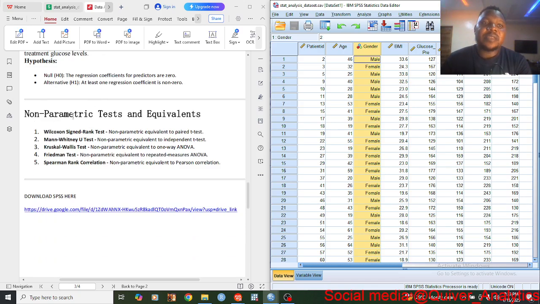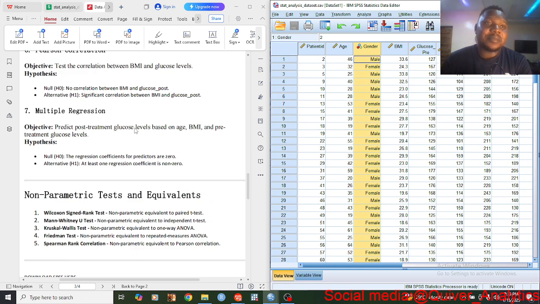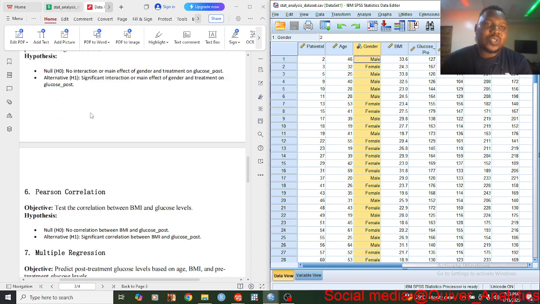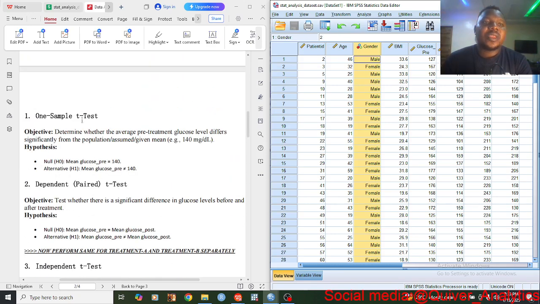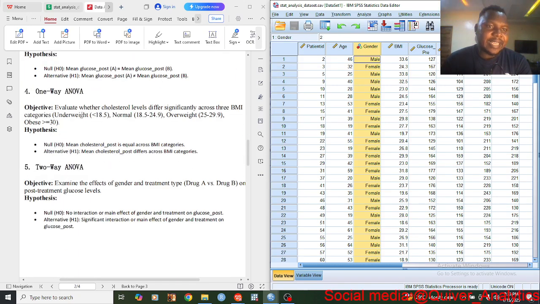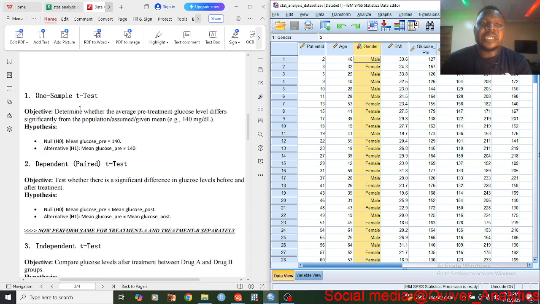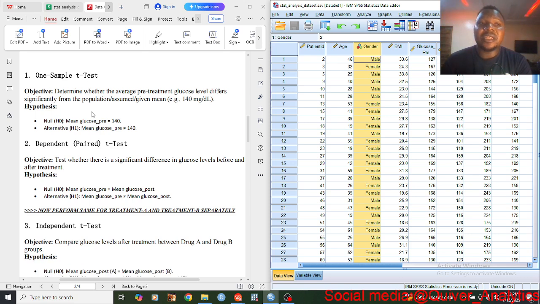And we end by saying that there are non-parametric test equivalents for each of these tests. So what does it mean? All of the tests that have been listed here are parametric tests. They are not exclusive. This is not the only parametric test that we have, but these are the frequently used parametric tests. And why are they parametric?